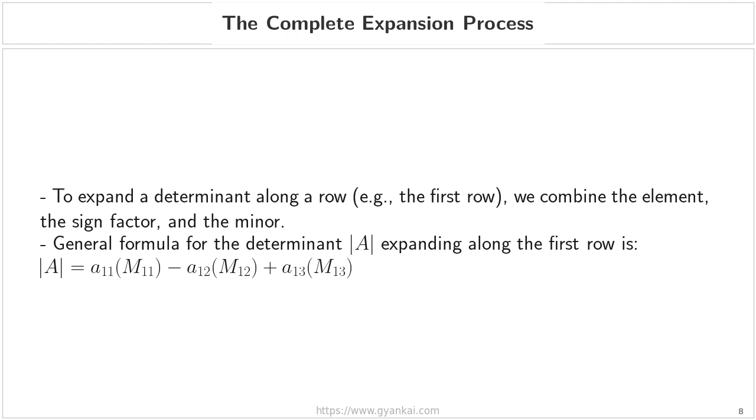If we look at the general formula for the determinant of matrix A, expanding along the first row, it looks like this. The determinant of A equals a sub 1 1 times the minor of a sub 1 1, minus a sub 1 2 times the minor of a sub 1 2, plus a sub 1 3 times the minor of a sub 1 3.